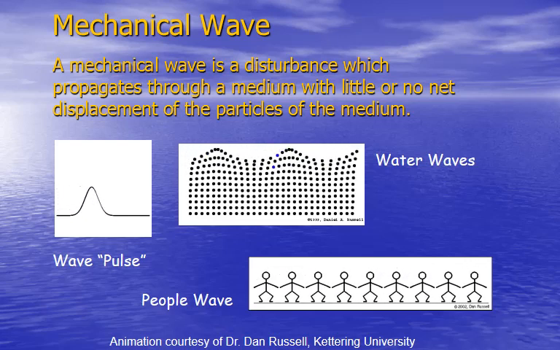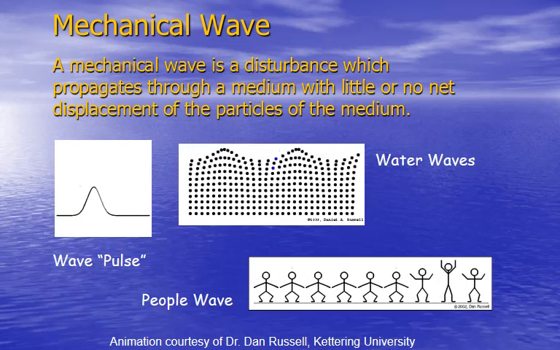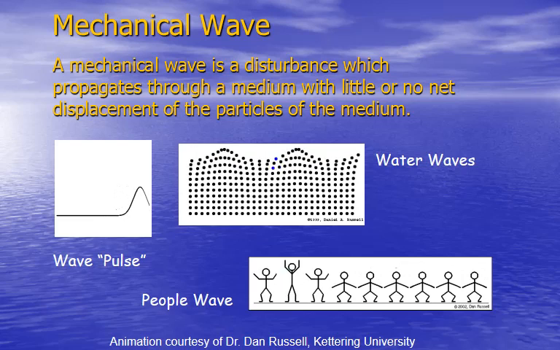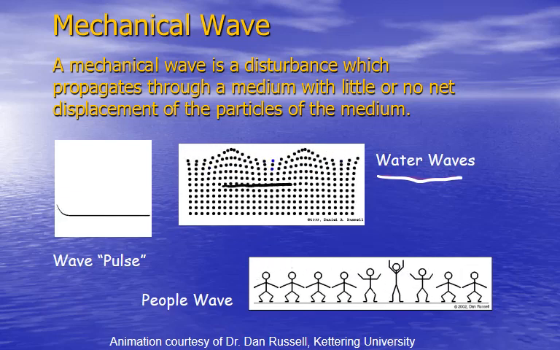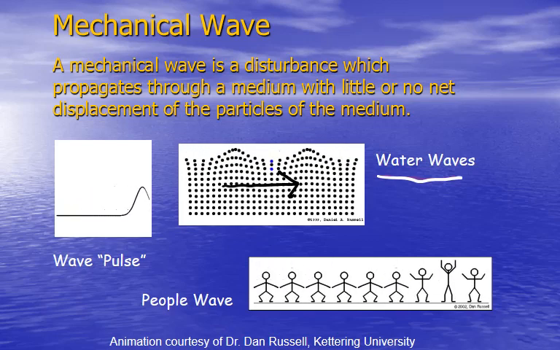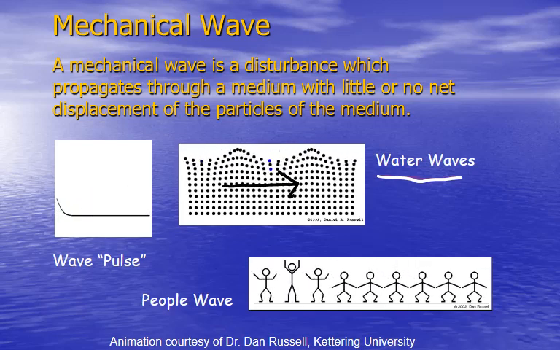Okay, so when we talk about waves, we know that a wave is a disturbance which propagates through a medium with little or no net displacement from the particles of the medium. So here's an example of a water wave. If you notice, the medium here is the water. The wave is going through, and the water is moving a little bit, but not a whole lot, right? The wave, though, is moving from left to right.